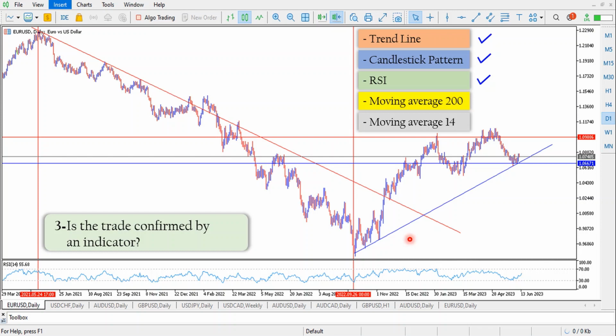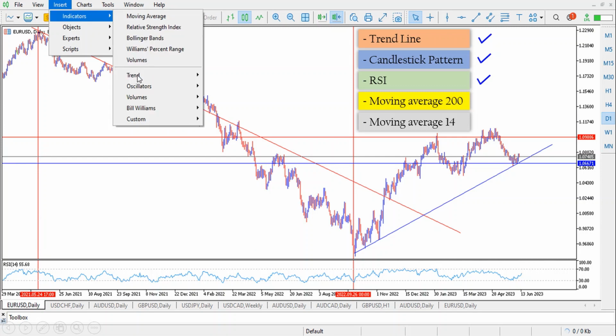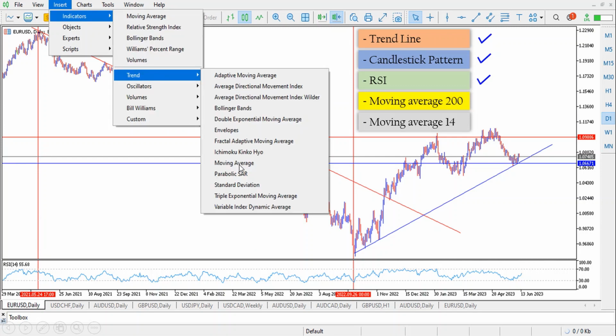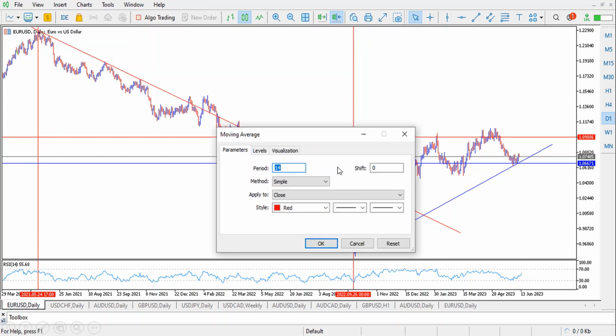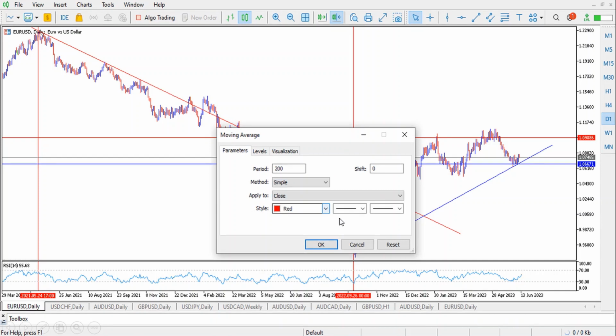So first I will apply the 200 simple daily moving average. On the toolbar, click on Insert. After that, click on Indicator, then come to Trend, and after that click on Moving Average. Here change the period to 200, and on the method make sure that it's Simple, because there are 4 types of moving average: simple moving average, exponential moving average, smoothed moving average, and linear weighted moving average. In this specific trade I will use the simple moving average.